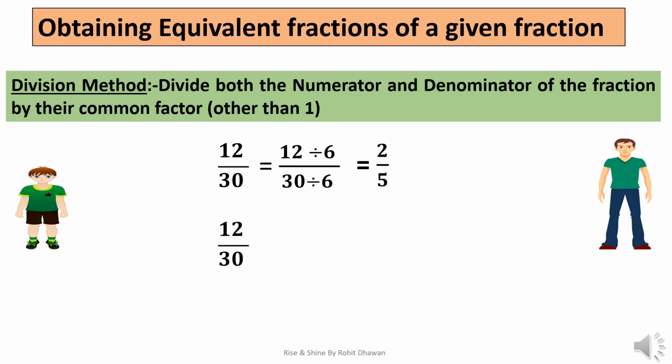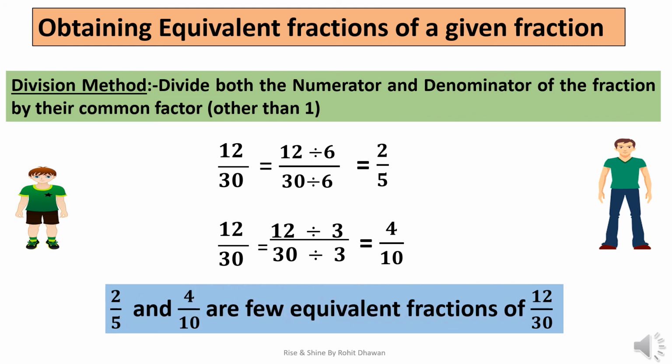Now let us divide this fraction by another common factor 3. On dividing 12 by 3 upon 30 by 3, we get 4 by 10. Thus, 2 by 5, 4 by 10 and 12 by 30 are equivalent fractions.